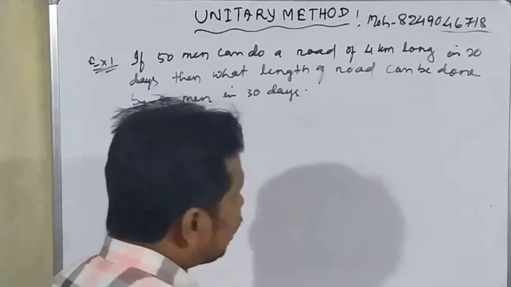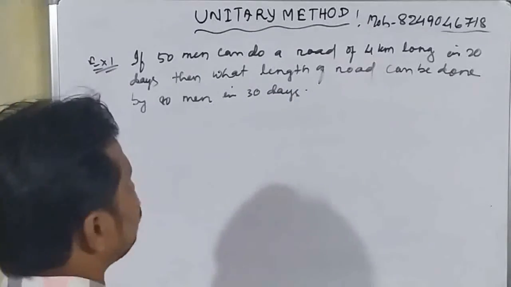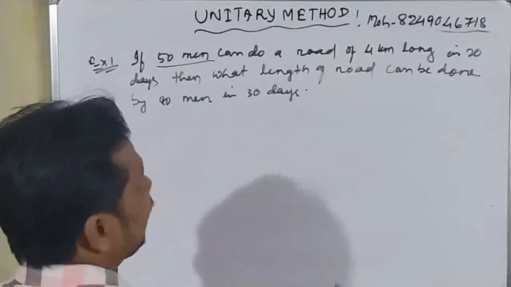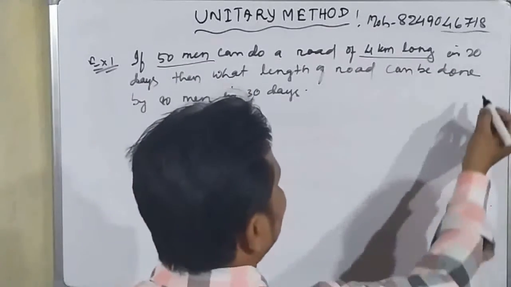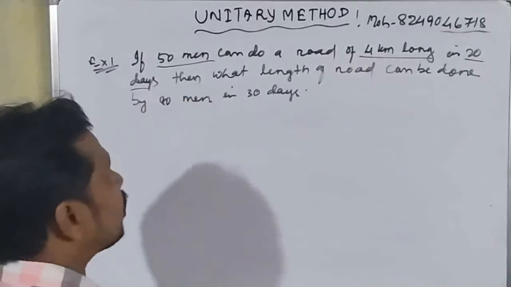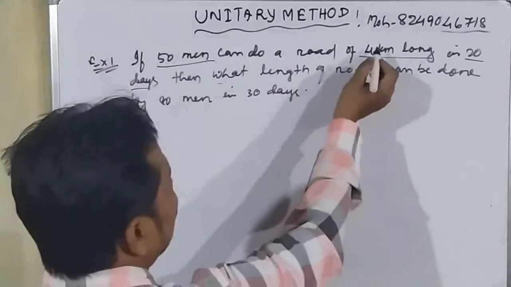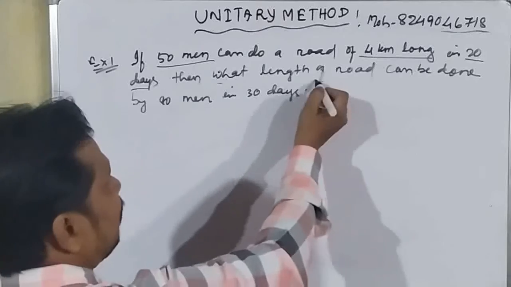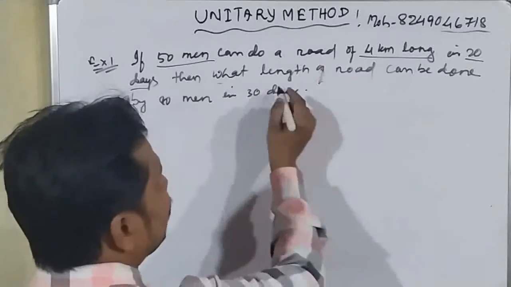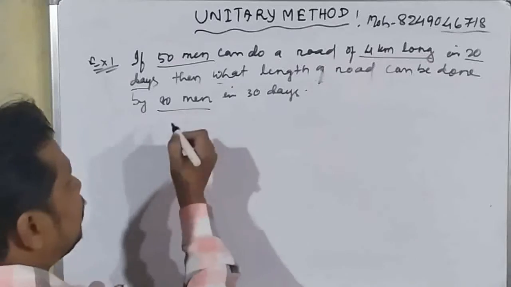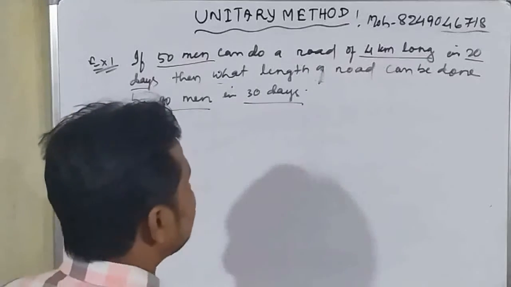Okay, student. Here we can see that in these questions, there are 3 quantities. First is number of men, second is 4 kilometers long, and third one is 20 days. Okay, student. In the second statement, the length of the road is not given, and we have to find the value of the length of the road. And the number of men is given, and the number of days is given.